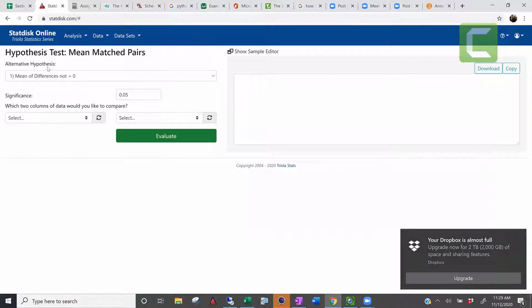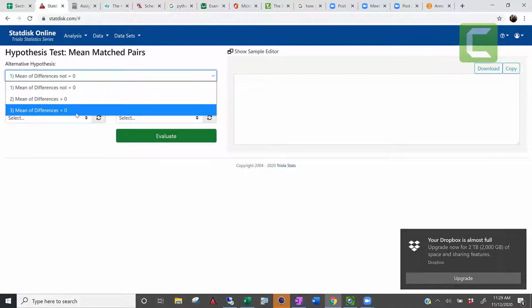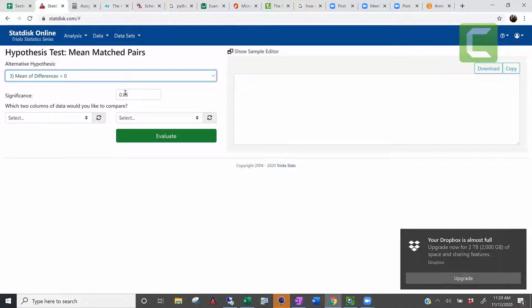Let's take a look at which one of these I want to pick here for our matched pairs. I got 3 choices, 1, 2, or 3. The mean difference is 0, mean difference is greater than 0, or mean difference is less than 0. Which one do I want? Less than. Awesome, thank you. Less than, and let's go up here to alpha, change that to 0.01.